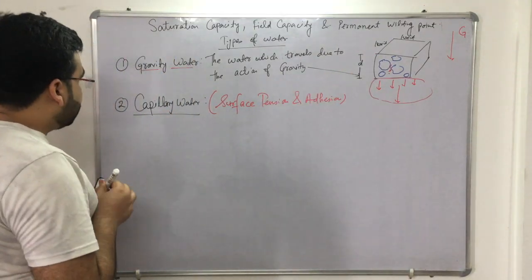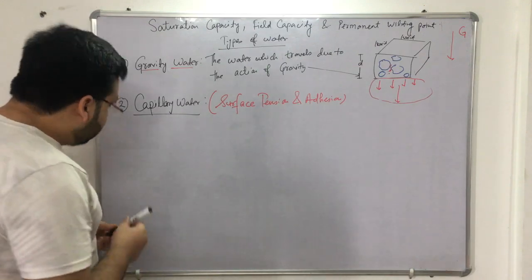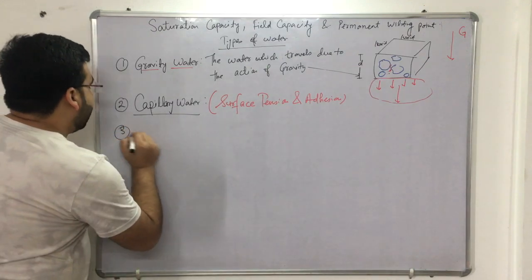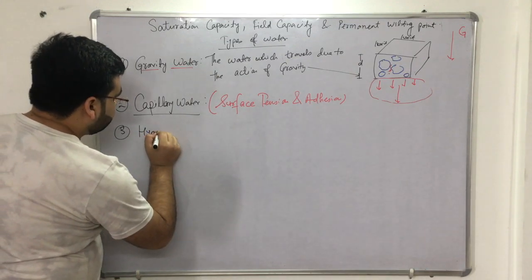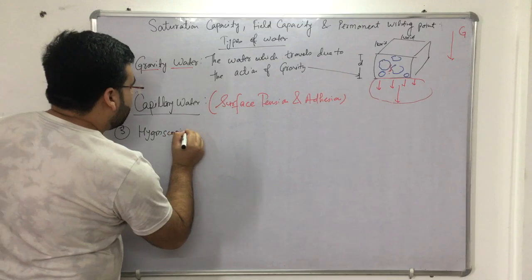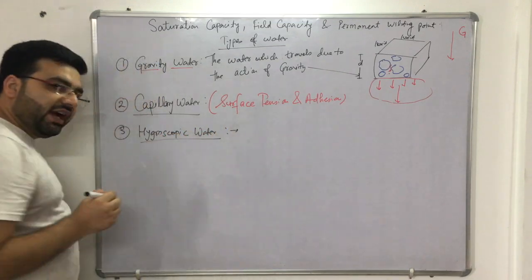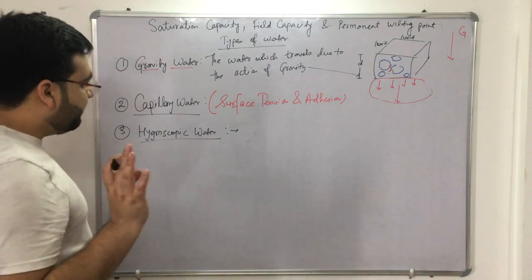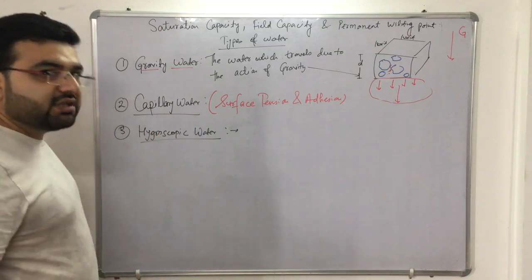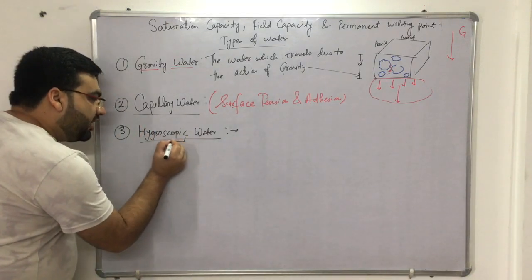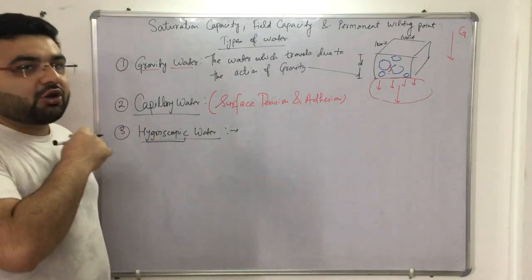The third type of water is known as the hygroscopic water. Let me use another marker. So third type of water is known as hygroscopic water. Hygroscopic water. I told you that civil engineers play with words, right? Even if you don't know, even in interviews or even in examination, if some theoretical question comes and you don't know what is the answer of this question, just go to the word hygroscopic. This word you must have heard in your class 12th also, right?